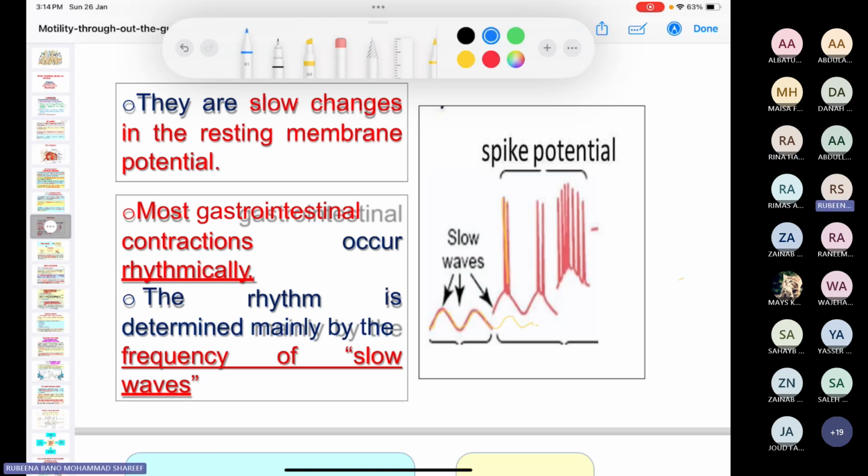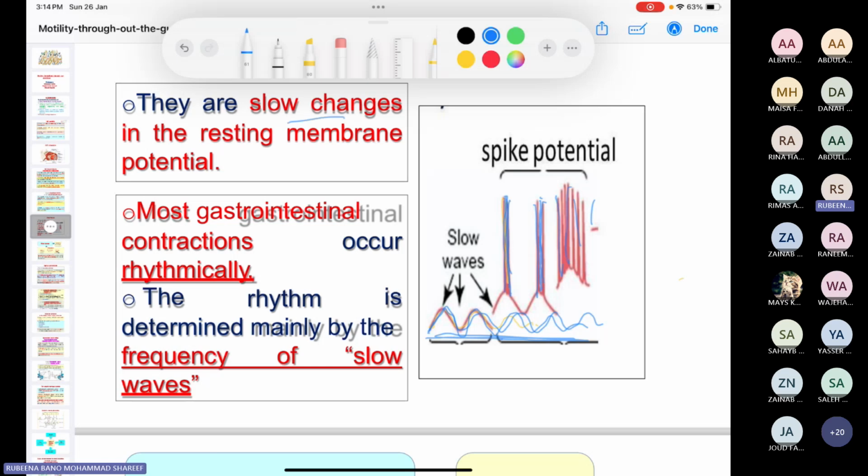Okay, so this one is the slow waves, right? And this is the spike potential. Spike potential is the true action potential. When it occurs, then the movement is fast, right? This is the true action potential. And these are the slow waves which occur all the time in the GI wall, right? It occurs all the time.